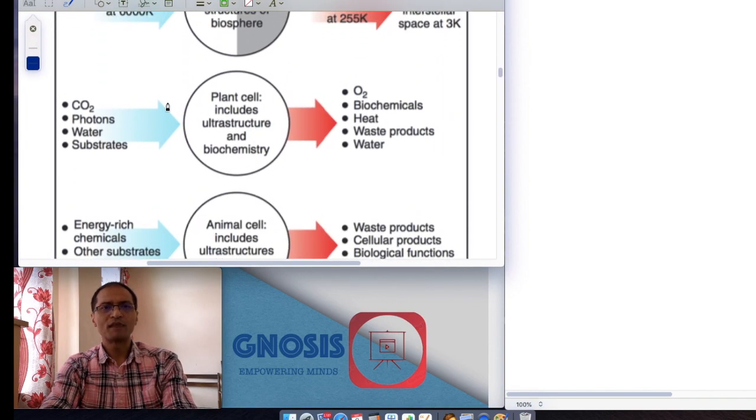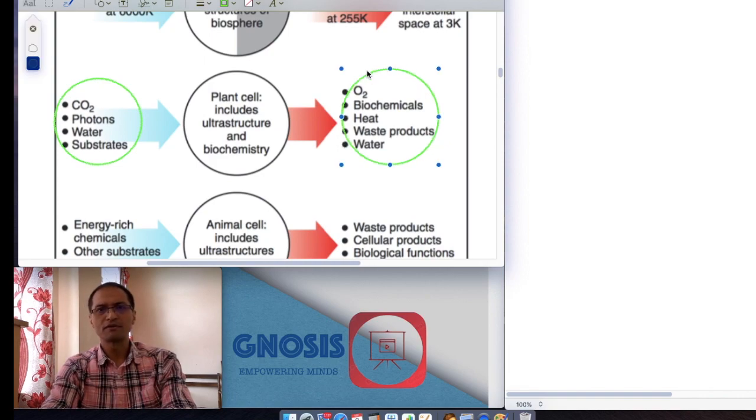And what you have in plants is the input of energy and matter in the form of light, in the form of carbon dioxide, water, and all the ions and all the substrates. And these are the inputs into the thermodynamic system. And what we have as output is the matter, which is your oxygen and your chemicals and your water and your waste products. But also we have output in the form of energy, which is heat.